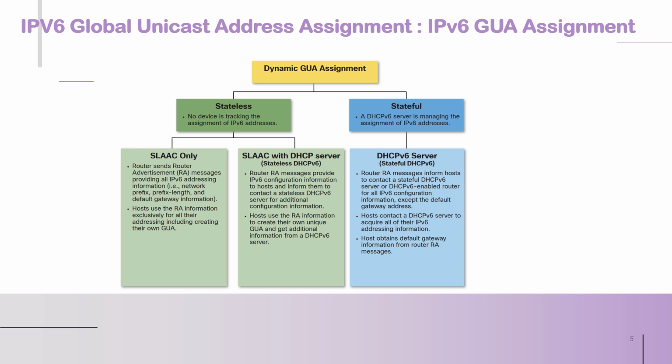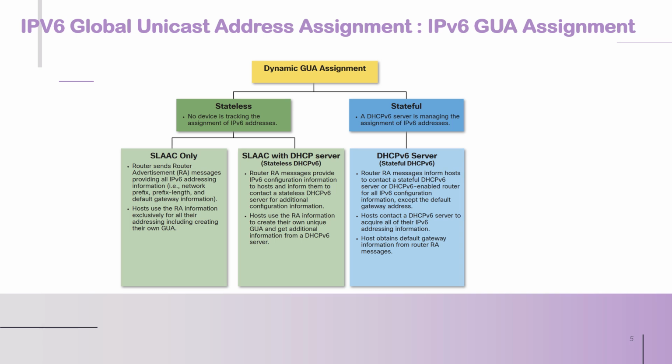All stateless and stateful methods use Internet Control Message Protocol version 6 router advertisement messages to suggest to the host how to create or query its IPv6 configuration. Although the host operating system will follow the suggestion of the router advertisement message, the actual decision is ultimately up to the host.